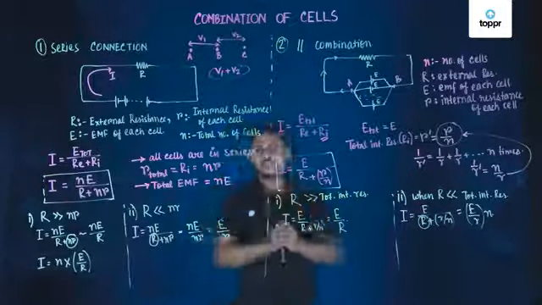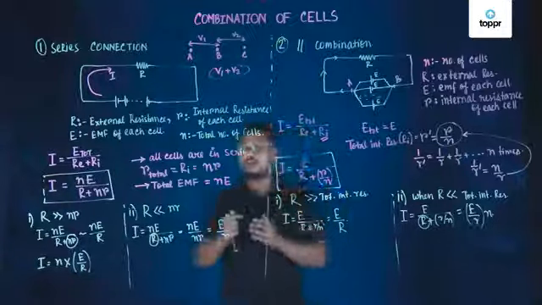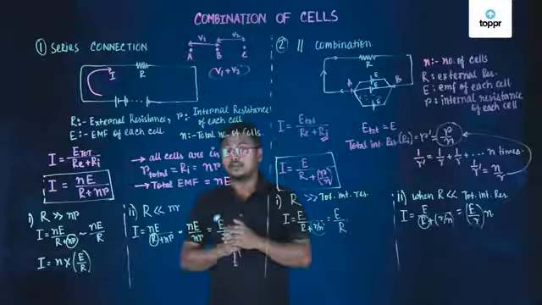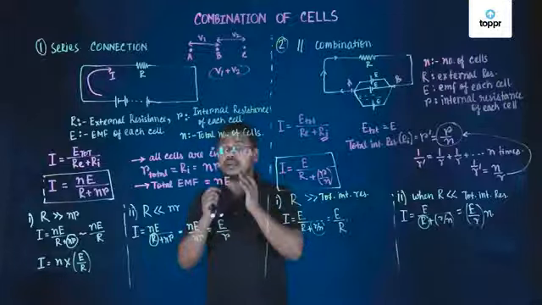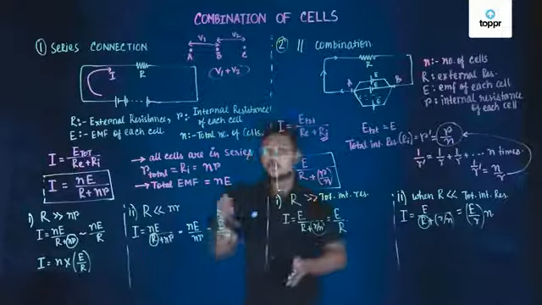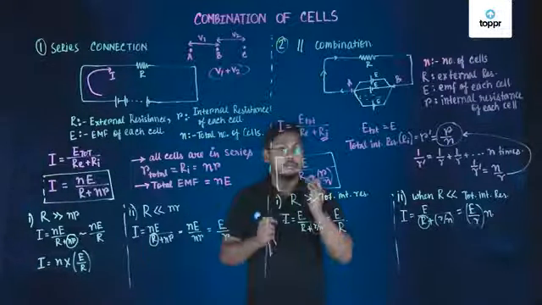So students, in this session we have seen the value of the current that we obtain in the circuit if we connect different cells, one in series combination and another in parallel combination.